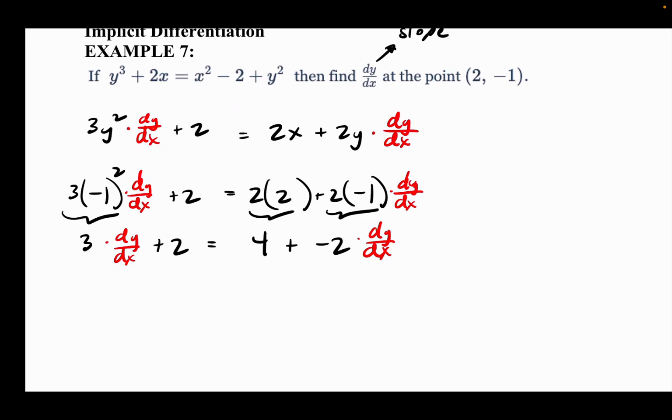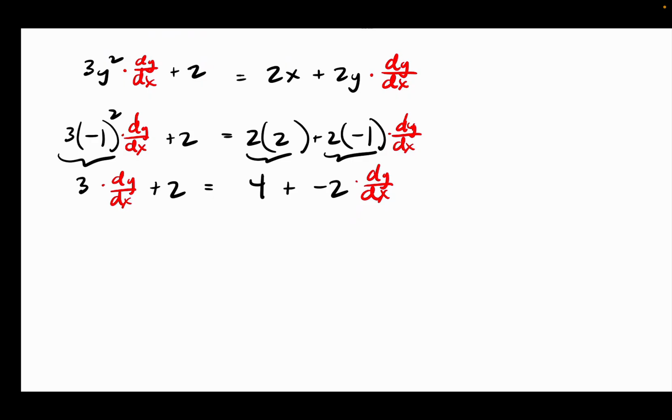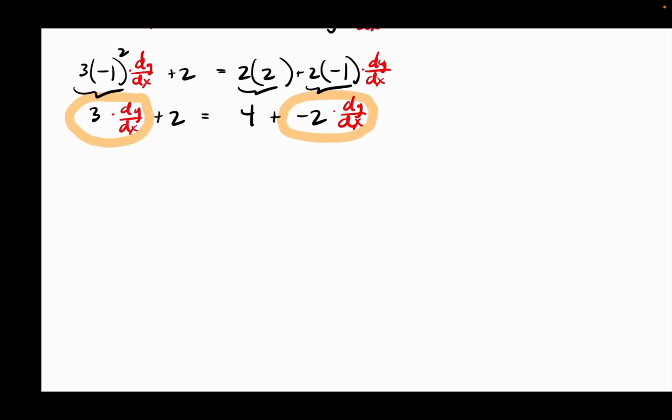Now we can isolate dy/dx. Everything with a dy/dx gets on one side, everything else on the other. So this guy and this guy have a dy/dx. Positive 2 and positive 4 do not have a dy/dx, so it doesn't matter which side you get them on. I'll subtract 3 dy/dx, and then subtract 4 from both sides.